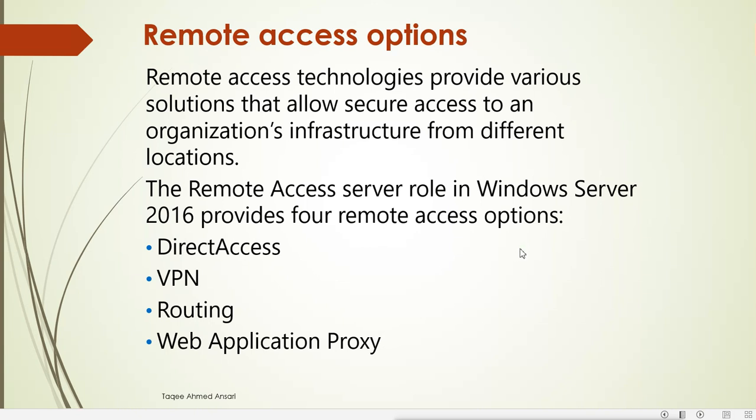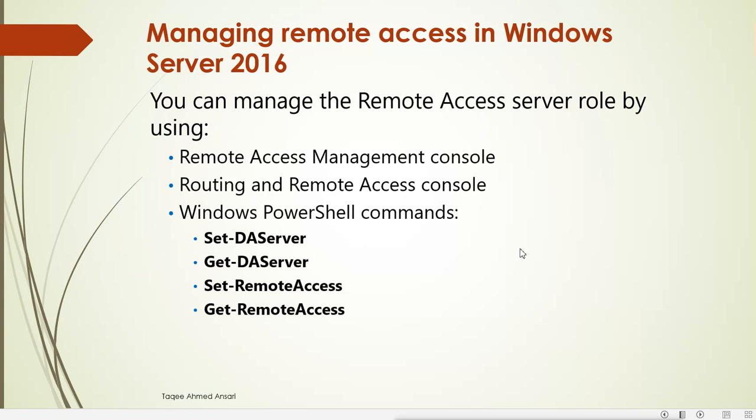Now next is what? Managing remote access. So we can manage the remote access server role by using the remote access management console, and also we can use the routing and remote access console for managing the remote access. Now the routing and remote access console is the old one, which is coming from Windows 2000. It provides the routing feature, NAT feature. So if we want to configure the routing, NAT and dial-up connections, then we can configure it from here, routing and remote access, and also VPN.